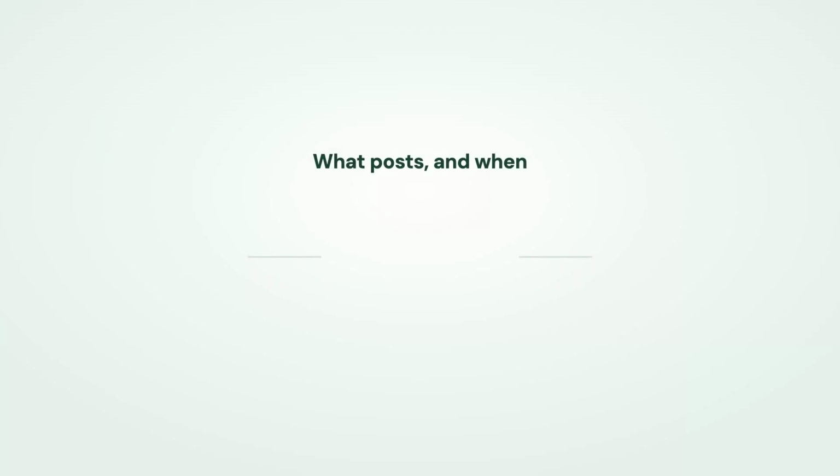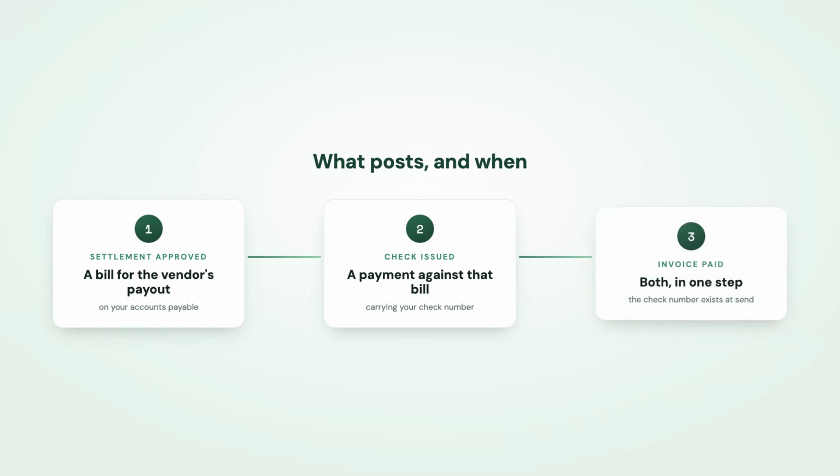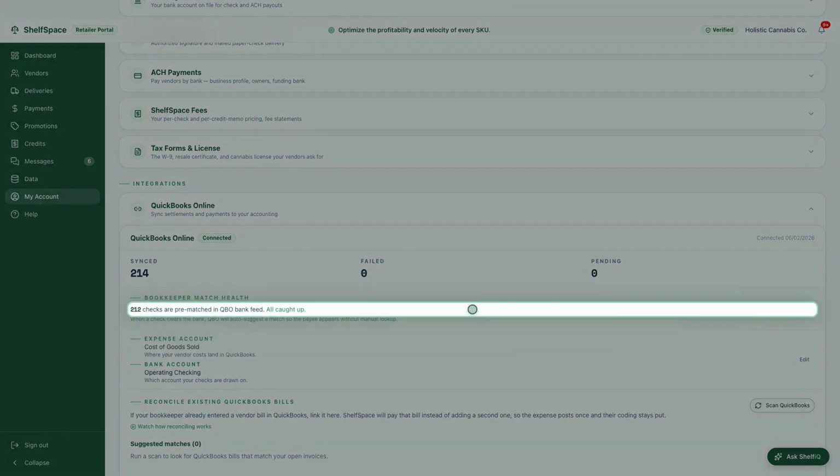From then on, it follows what you already do. Approve a vendor settlement, and a bill for their payout appears in QuickBooks. Issue the check, and a payment gets recorded against that same bill, carrying your check number with it. Pay a wholesale vendor invoice, and both post together, because there, the check number exists the moment you send it. You never push anything across. It just keeps pace.